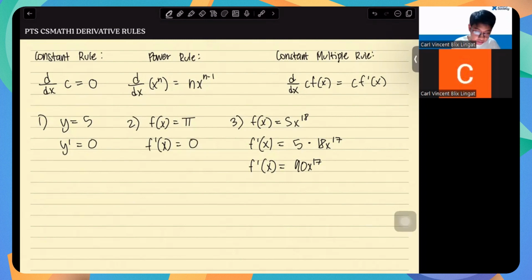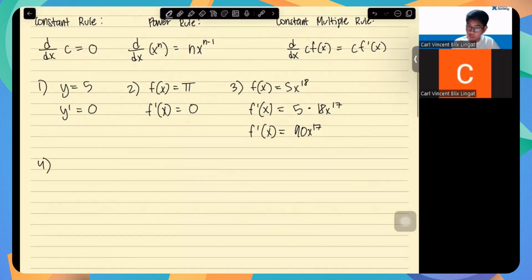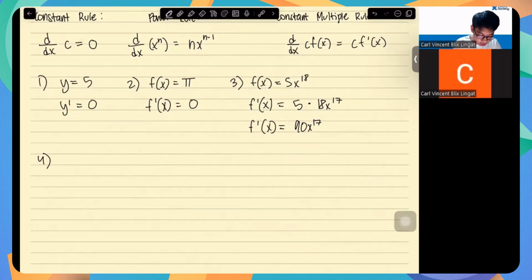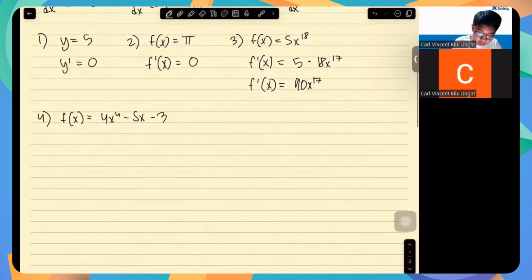Now let's have another problem. What if we have multiple terms? We have f of x is equal to 4x raised to 4 minus 5x minus 3. What we can do is solve each of these terms separately, as if each is its own problem, and then combine them together again.